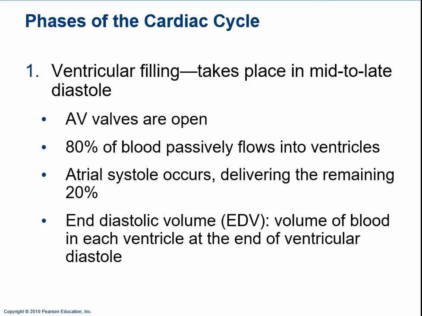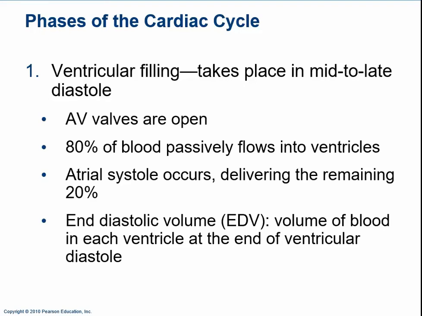Then the SA node fires, which causes systole in the atrium, which squeezes the atrium, which squirts another 20% of blood into the ventricle through the open AV valve. And then this becomes the most blood that's in the heart. This is the end diastolic volume. The volume at the end of diastole is the most blood that there will be in the heart in that cycle, in that beat.